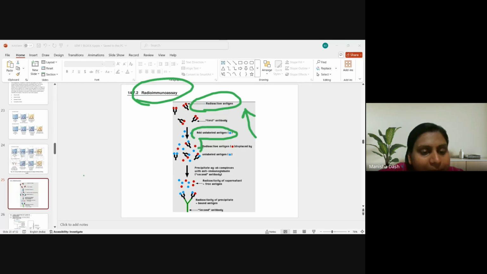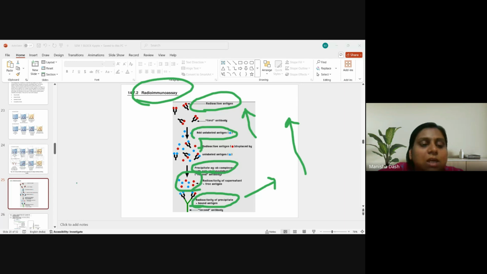Then you need to precipitate the antigen-antibody complexes with the secondary antibody and separate the precipitate column. Then you measure the radioactivity of the bound antigen. So the higher will be the radioactivity of the supernatant, that means the lower is the concentration of the radiolabeled antibody.